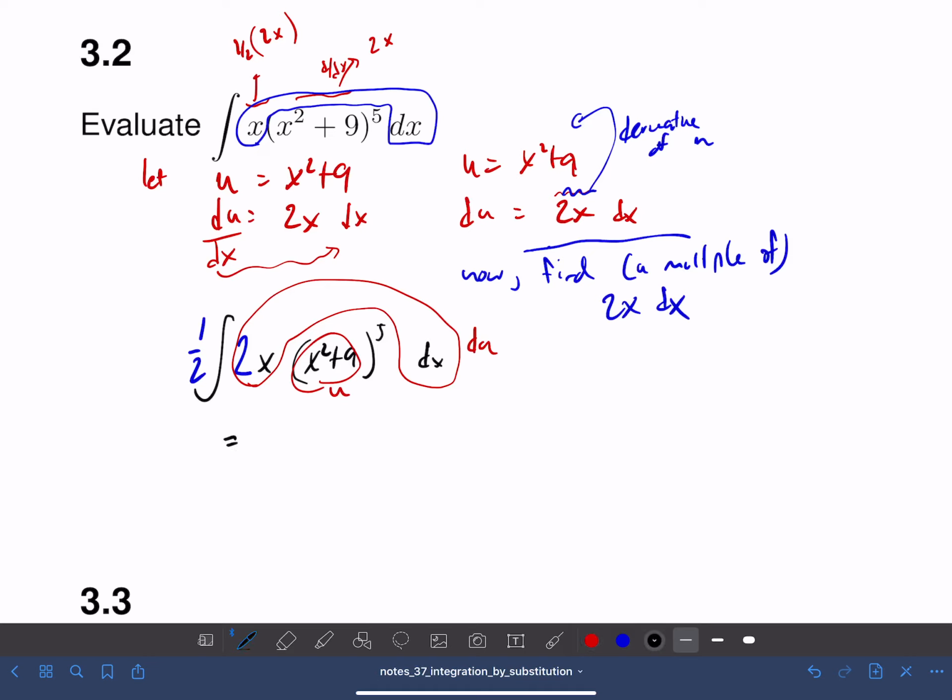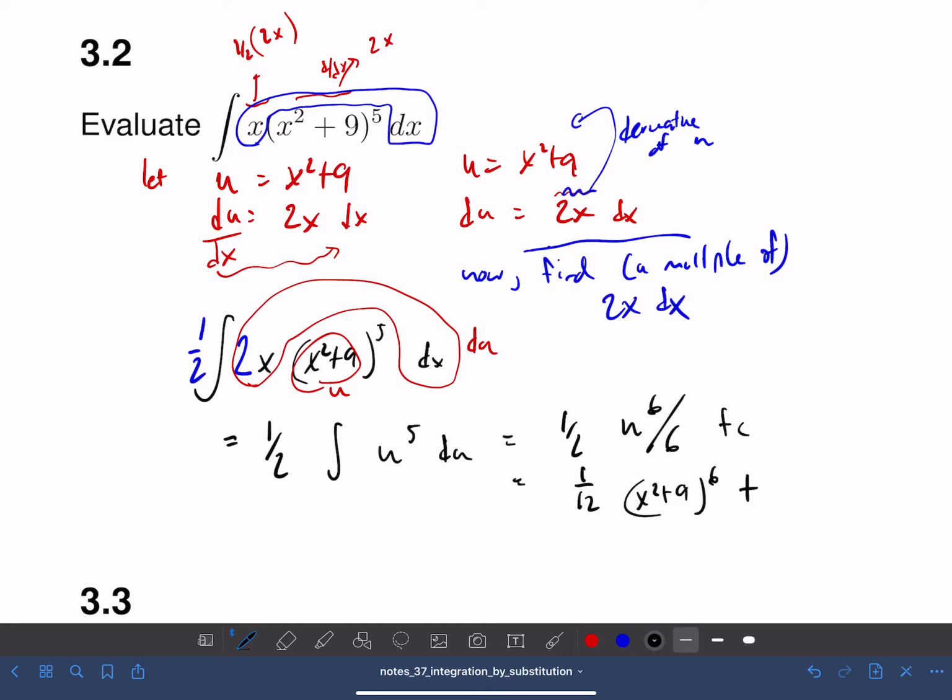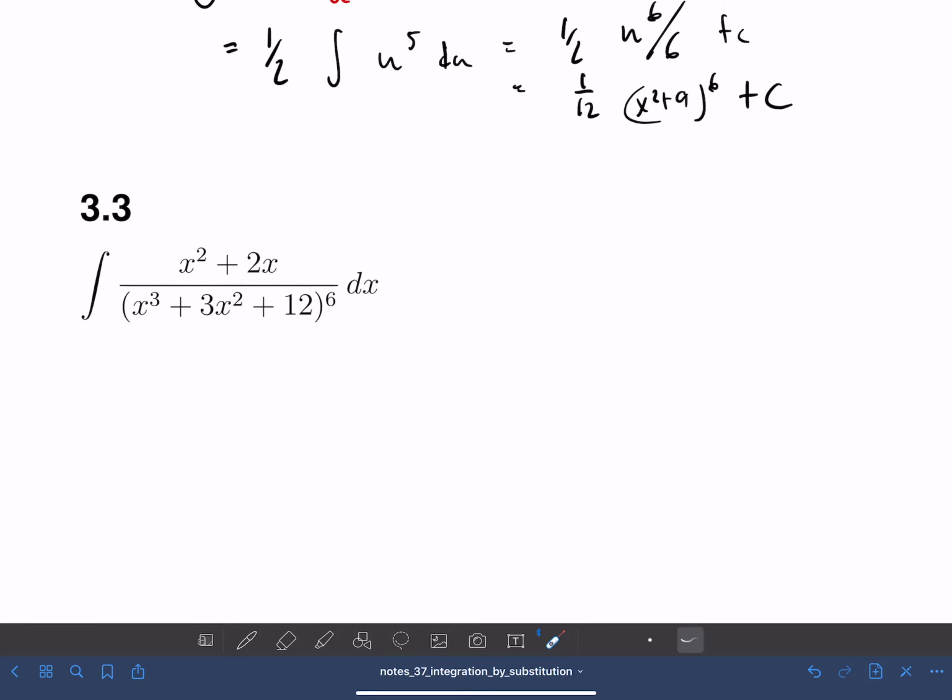And then the stuff inside of here, that's u. So this is equal to a half of the integral of u to the 5th du, which is equal to a half of u to the 6th over 6 plus c, which is equal to 1 over 12 of x squared plus 9 to the 6th plus c. And if you want, you can differentiate this and check whether we get the same thing back or not. And we will. Let's do another one.